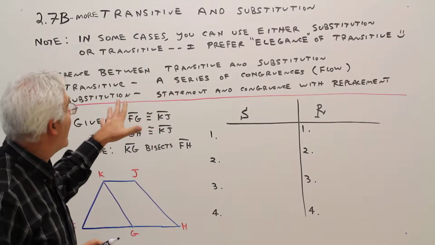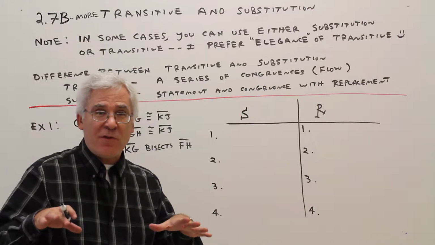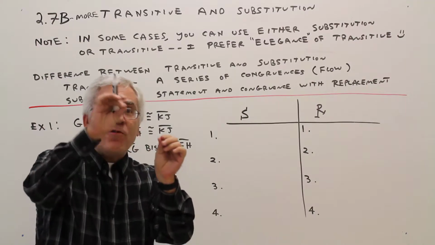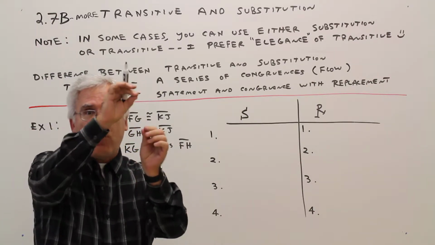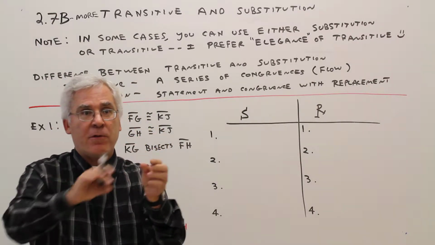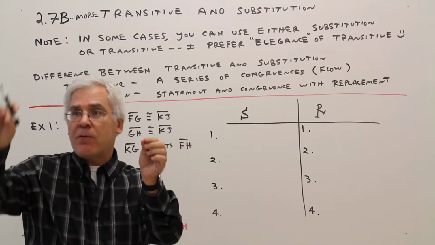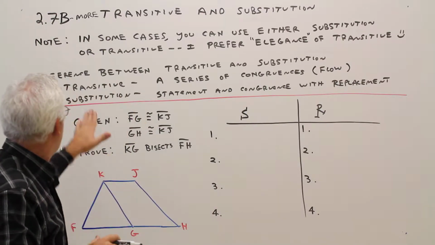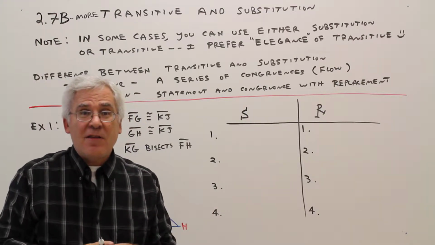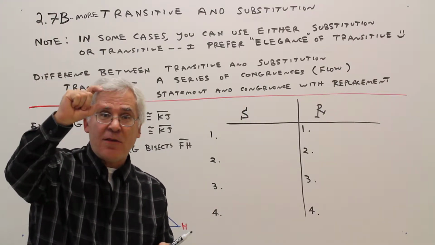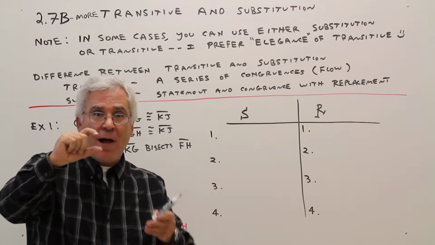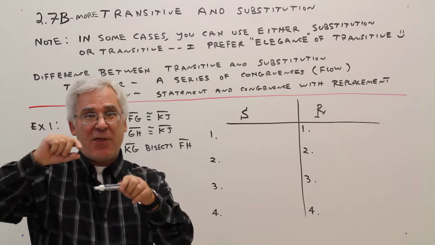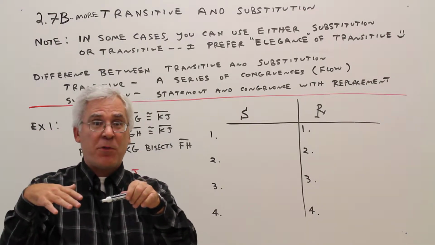Let's emphasize the difference between the two because some students get confused. Transitive, a series of congruences or a flow path of congruence. You're congruent to you, you're congruent to you, you're congruent to you, therefore the outers are congruent. Substitution is typically going to have a statement and a congruence or equality with replacement. So not that flow path, but just a statement and then a congruence with replacement.